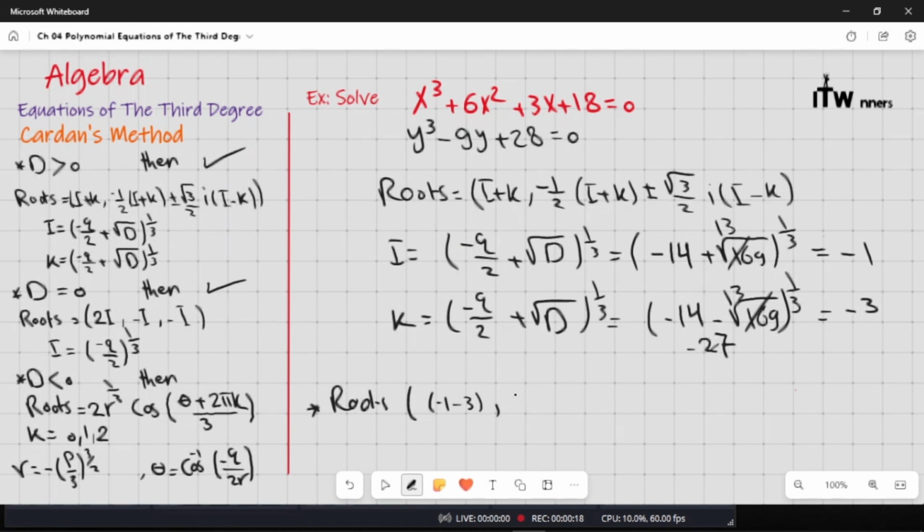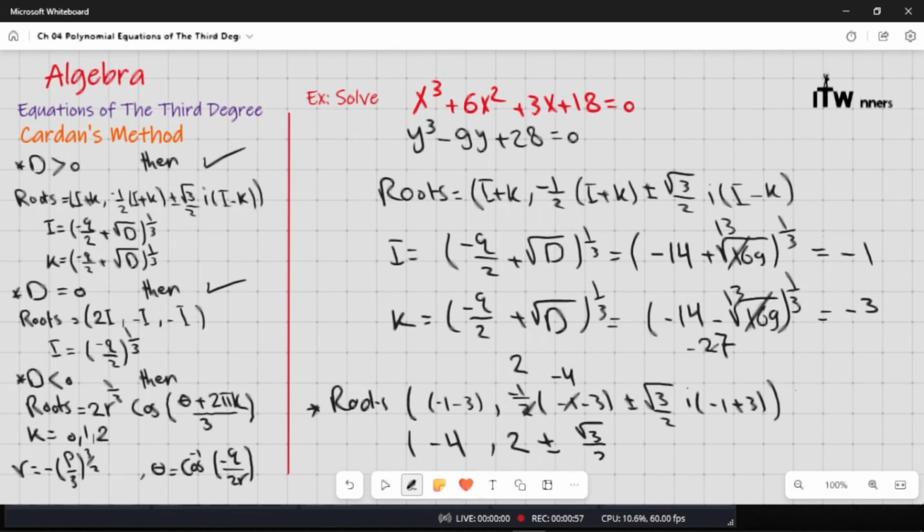Okay, and here we have i plus k, so we have here negative 1 minus 3 plus or minus 2i. Here we have i minus k, so we have here negative 1 plus 3. Here we have negative 4, and here we have negative 4, so we have here 2 plus or minus square root of 3 by 2.